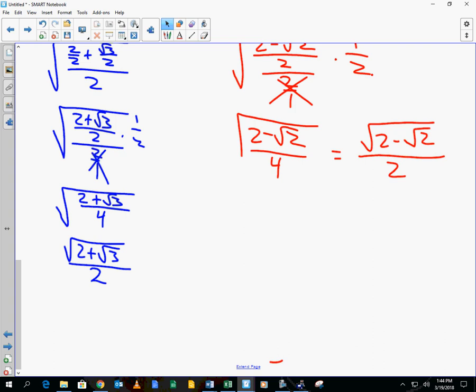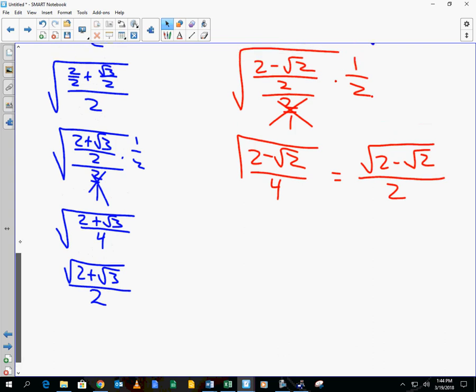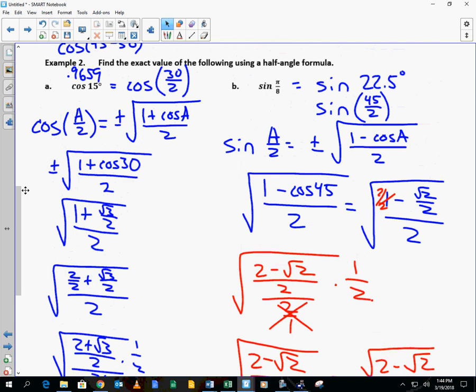Oh, okay. Morgan has a good question. She said, what happened to the plus or minus? We just got rid of that. We have to make that determination. So because it's in the first quadrant, we determine that it's positive. Okay? All right, your assignment is on the board.